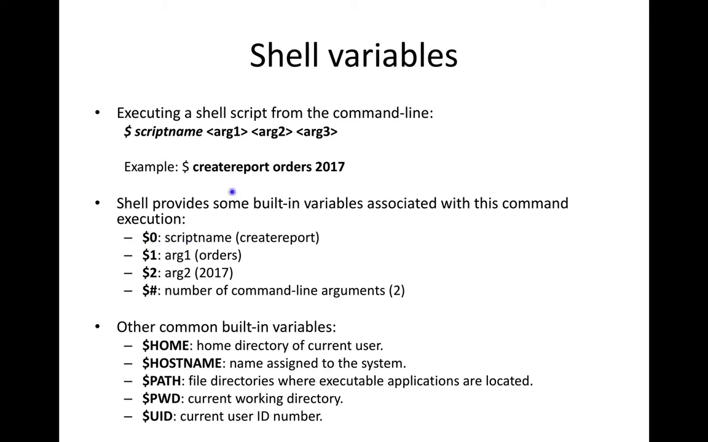$0 will reference the actual script name that was used to run the script. $1 references the value of the first argument passed into the script, in this case, orders. $2 references the second argument, which was 2017.